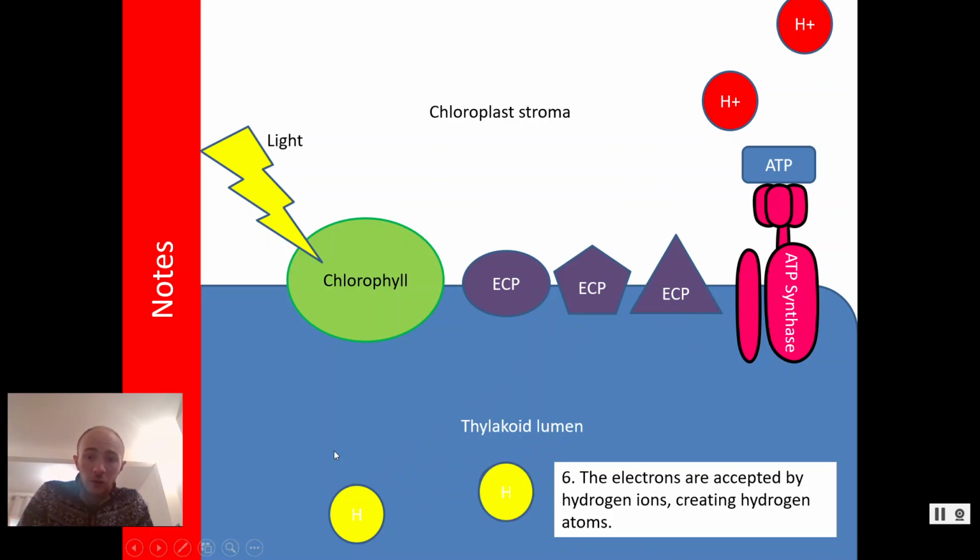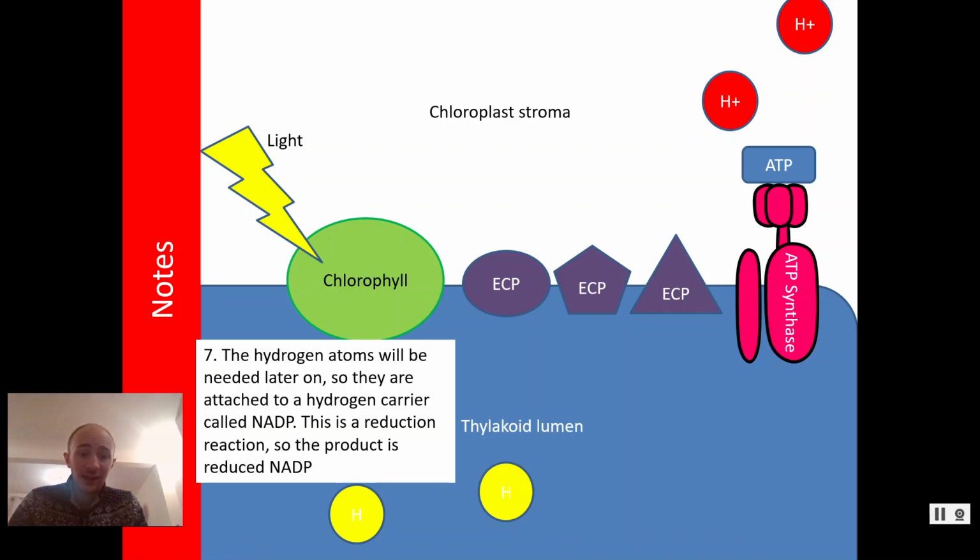That gets rid of the electrons here, but does use up 2 of our hydrogen ions we had from earlier. Now they don't just sit there, those hydrogen atoms. You might think, well, maybe those hydrogen atoms make a hydrogen molecule that's released into the air. No, that's not what happens. They get attached onto a hydrogen carrier molecule called NADP.